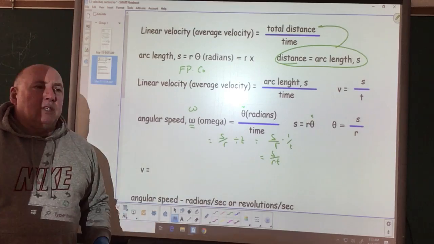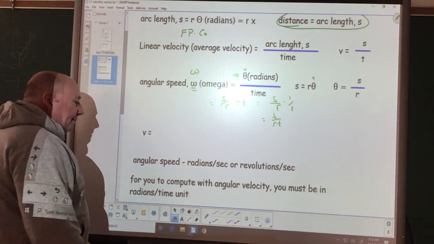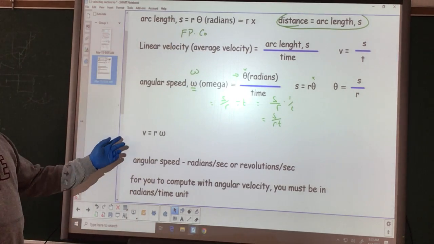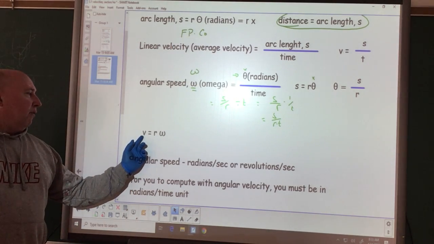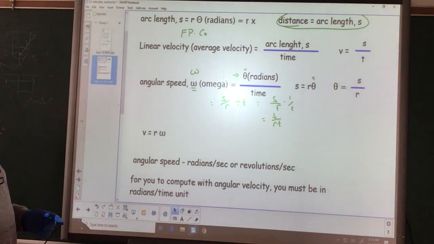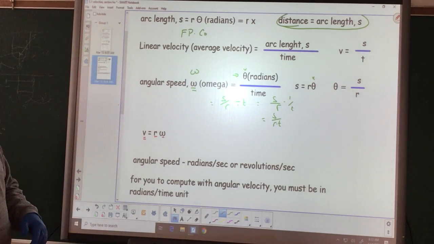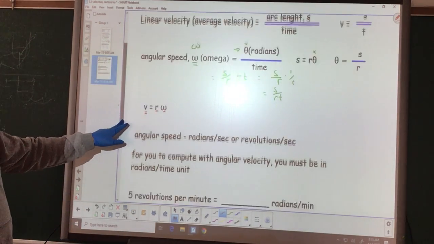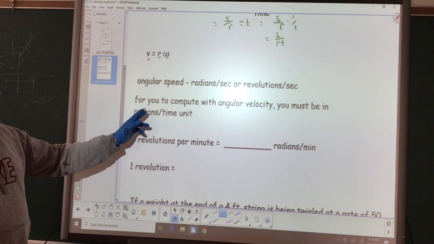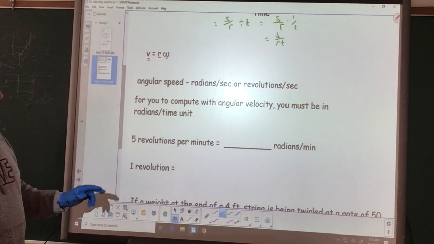For angular velocity, I more or less just look at your number of radians divided by your amount of time. What happens when we make a conversion is your velocity is equal to your radius times your angular velocity. So your average velocity is equal to radius times your angular velocity. The angular speed is in radians per second or revolutions per second. To compute an angular velocity, you must be in radians per unit time.